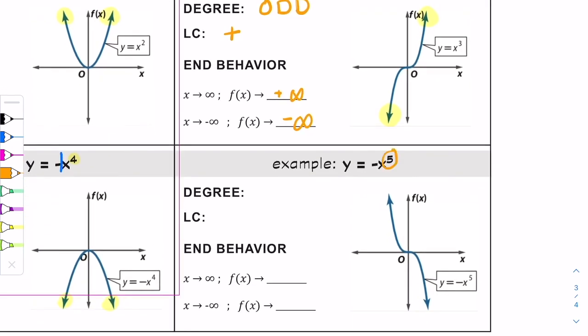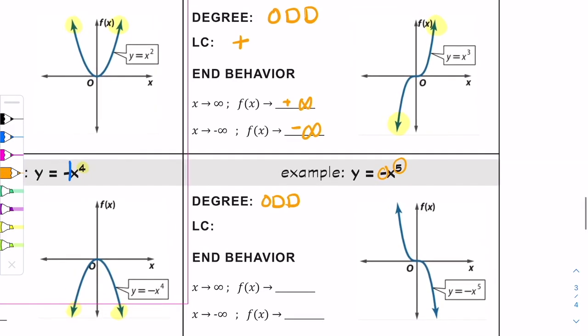If you have an odd degree, a negative leading coefficient, then as your graph heads towards positive infinity, the graph is going to head down towards negative, and as your graph heads towards negative, your graph will head up towards positive.